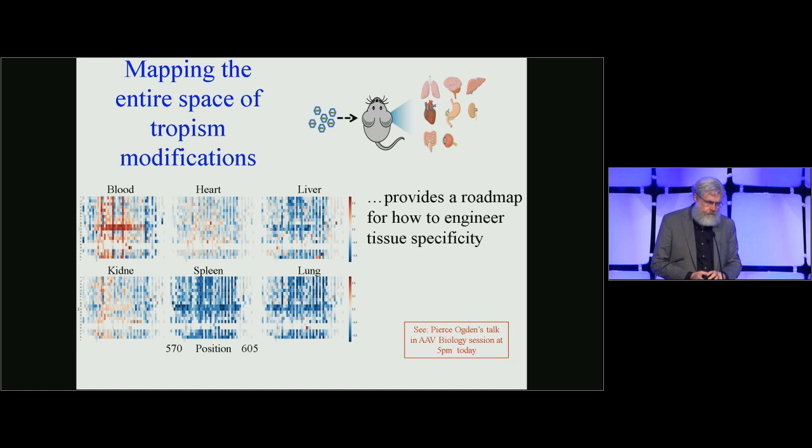We can also map this for tropism, so not just antibody binding, but which tissue it goes to, and we can do this, in a multiplex way, by looking at all the tissues simultaneously. We take a large pool of viruses that are marked by the mutations that they have, and then dissect out each of the tissues, and then look for which positions, which codons, result in tropism to the different tissues. If you want more about this, there'll be a talk by Pierce Ogden, who did this work, later today.